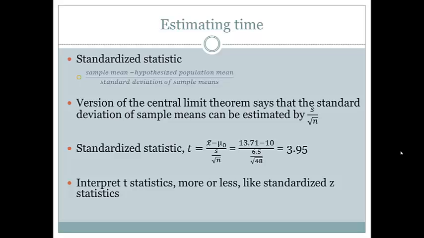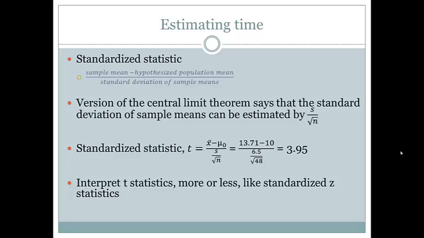Now, as it turns out, mathematical theory doesn't do a good job of predicting the distribution of sample means. It actually does a good job of predicting the distribution of the standardized statistic. Now, we've seen standardized statistics before. You take the sample statistic, in this case the sample mean, you subtract the null hypothesized value, in this case the hypothesized population mean, and you divide by the standard deviation of the statistic, in this case the standard deviation of sample means. Now, a version of the central limit theorem, which we've talked about before, says that the standard deviation of sample means can be estimated by s over the square root of n.